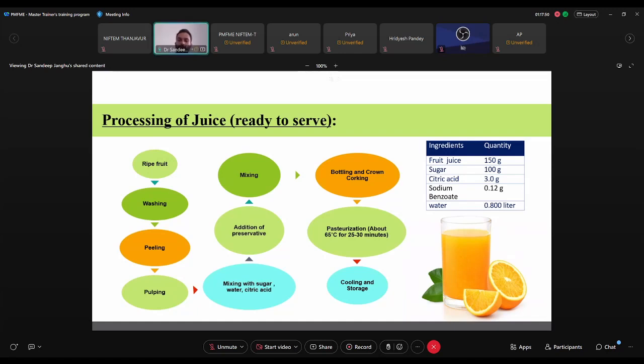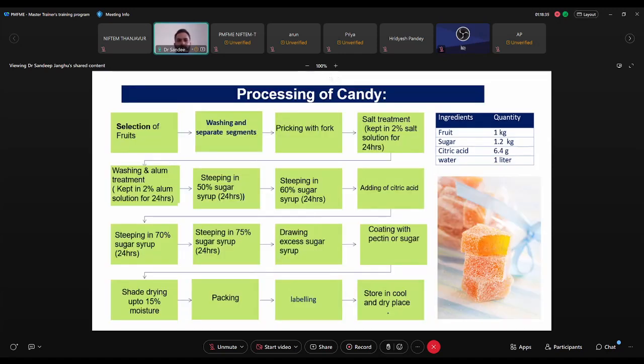Sometimes if we are going for an automated process, we do pasteurization prior to bottling, and then directly hot filling. Pasteurization is done mainly at 65 degrees centigrade for 25 to 30 minutes, and then capping. In manual or small scale processing, after capping, glass bottles are pasteurized by indirect heating in hot water at a temperature of 65 degrees centigrade for 25 to 30 minutes. And after cooling, labeling and storage can be done.